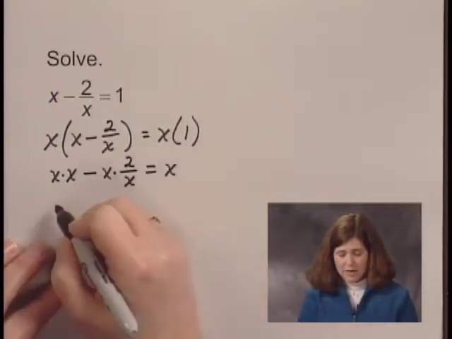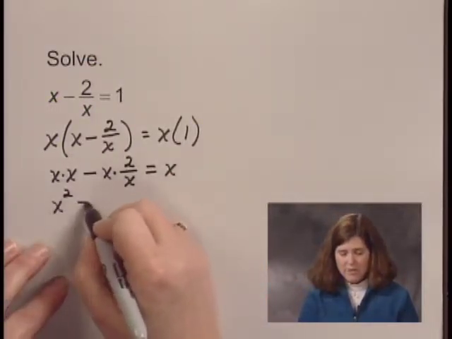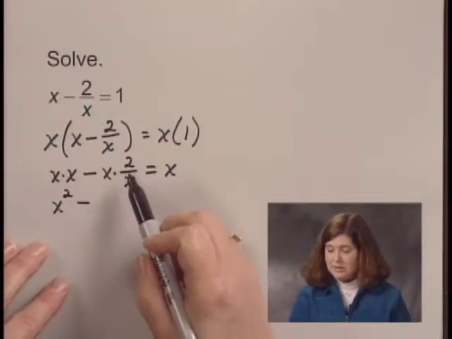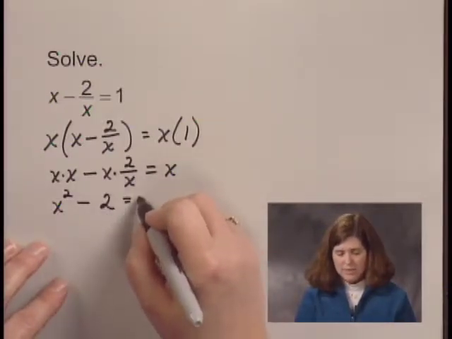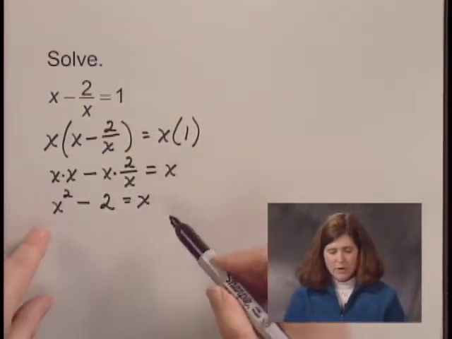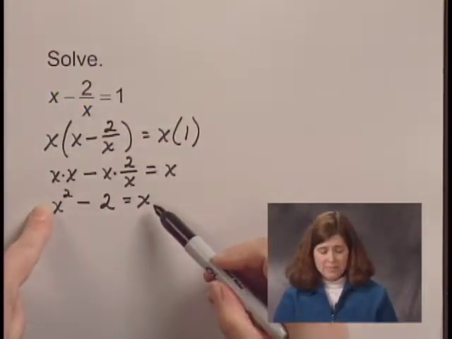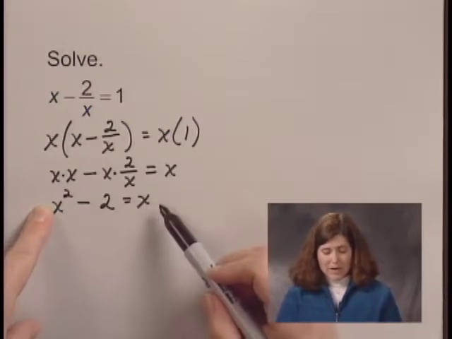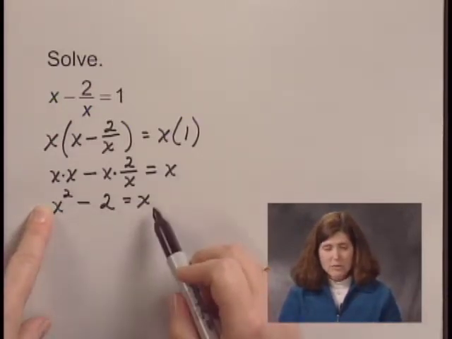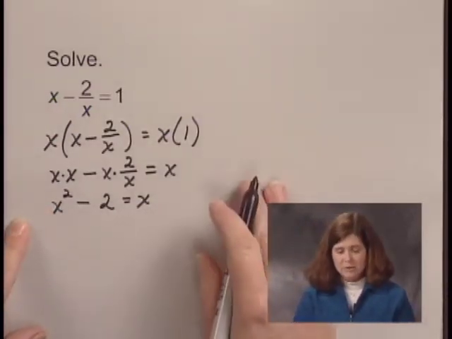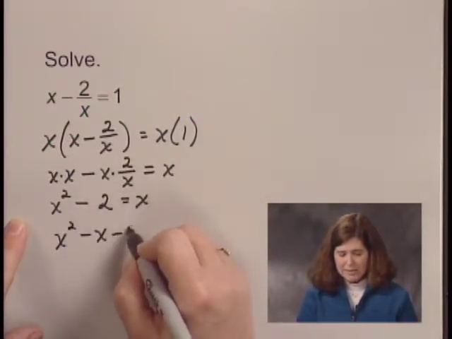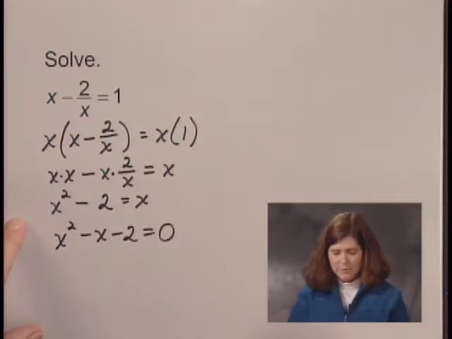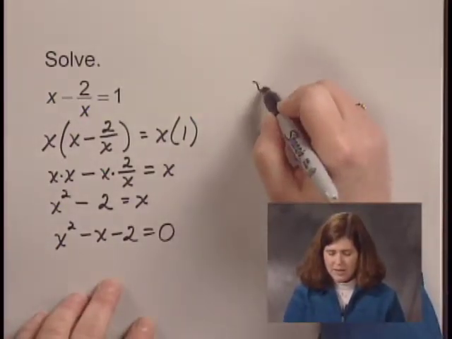When I multiply here, I have x squared minus x times 2 divided by x, which will be 2, and that equals x. And notice here that the denominators are cleared. Now I have a quadratic equation, and I want to subtract x on both sides to get 0 on one side of the equation, and that gives me x squared minus x minus 2 equals 0. I'll copy that here.